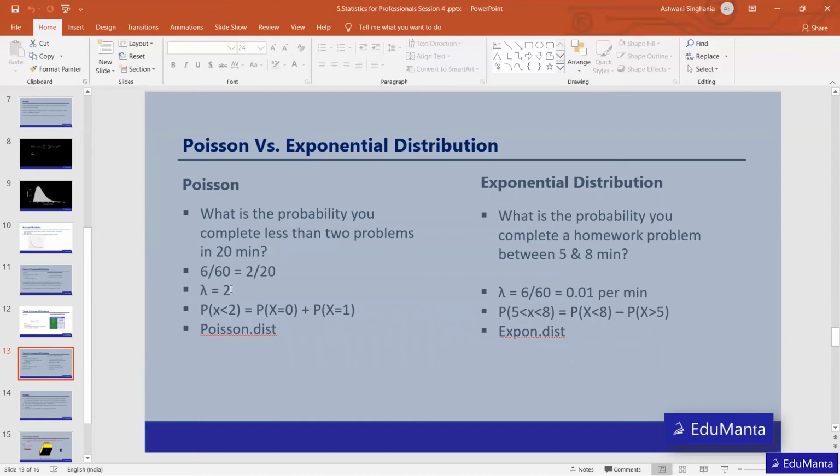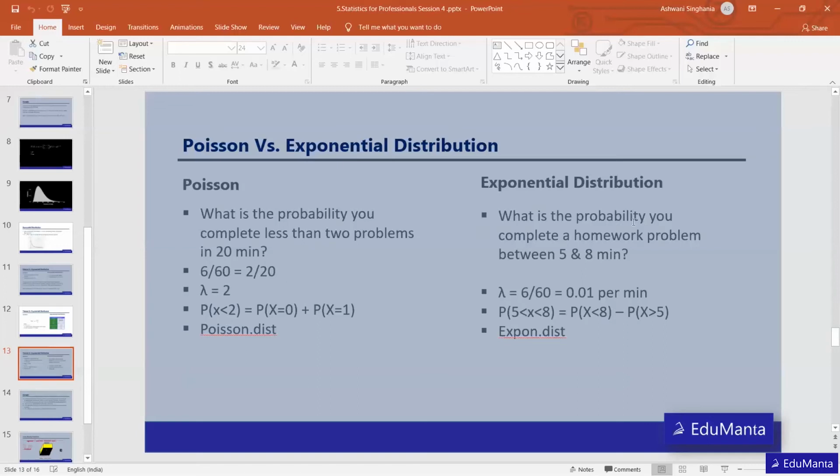We have already done the Poisson distribution, so you might be able to understand it very easily. We can calculate the distribution for this value by calculating the probability of completing 0 homework in 20 minutes and the probability of 1 homework in 20 minutes, and then adding them up, we are going to get the probability that you can complete less than 2 problems in 20 minutes. I hope this part is clear. Now let's move to the exponential distribution.